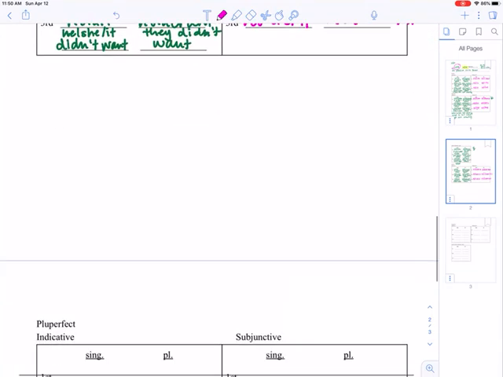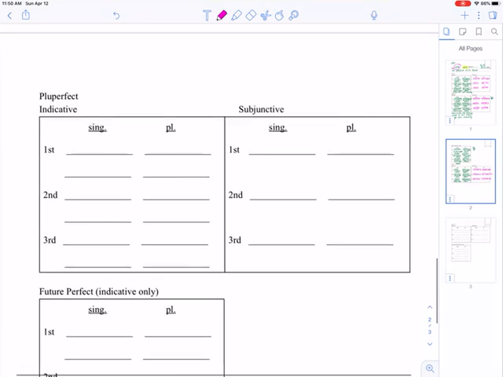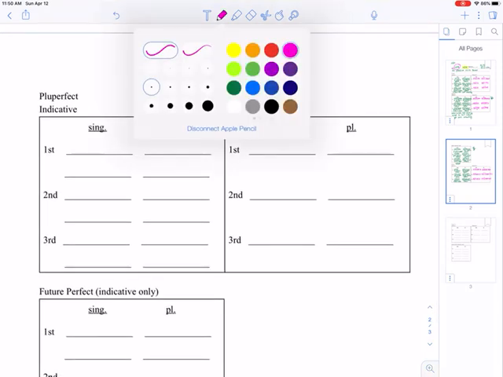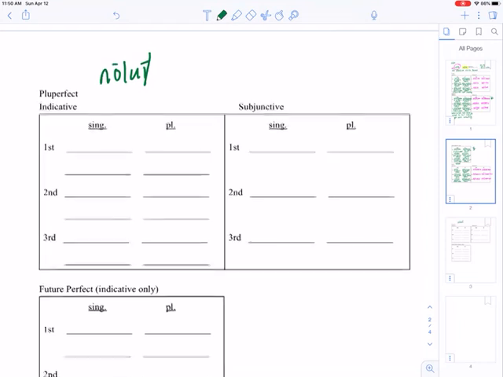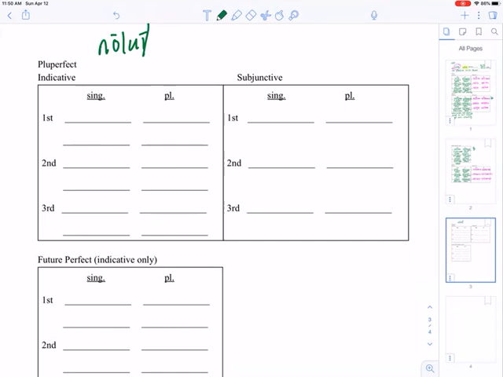Okay, moving on to pluperfect. Okay, for both sides, and I'm going to write it again up here at the top just so we have it. We are still using Nolui as our stem. Okay, and we're going to drop the I there. Okay, so I'm going to have Nolu eram. And this is I hadn't, or maybe I had not wanted. Okay.